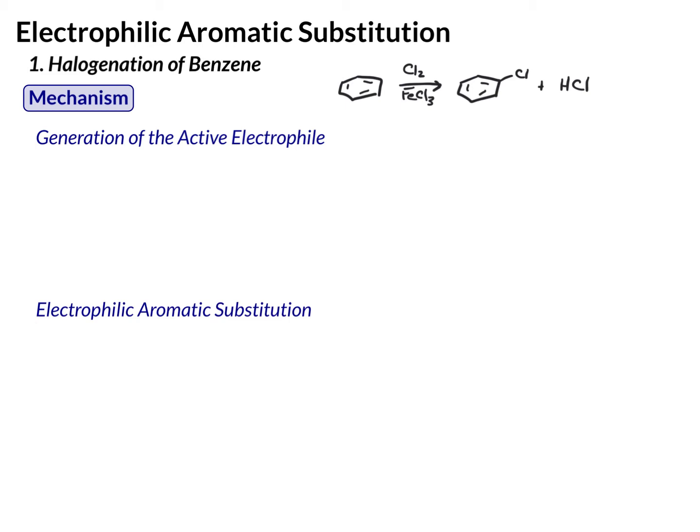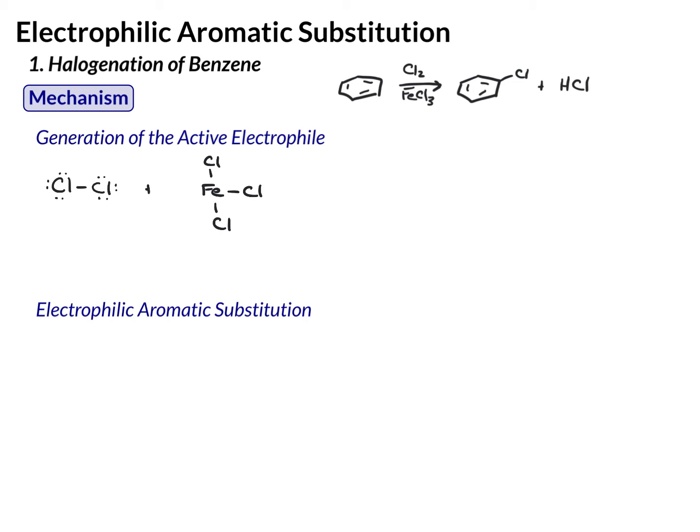So for this reaction, let's start by generating the active electrophile. That happens when Cl2 and iron trichloride are mixed. So here's the structure of Cl2, and let's draw in the lone pairs. And here's iron trichloride. I won't draw the lone pairs on those chlorines.